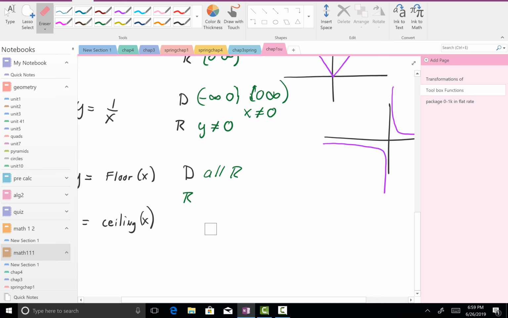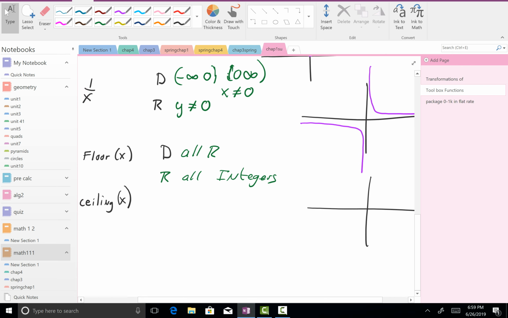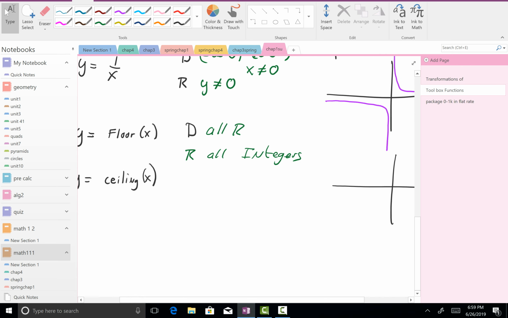Okay. What do floor and ceiling do? What are they doing to the domain? What's our output and our input? What's happening? Rounding up and rounding down. Good. Rounding up and rounding down. Which one's rounding up? Ceiling. Ceiling, because that's up. Which one's rounding down? Floor.